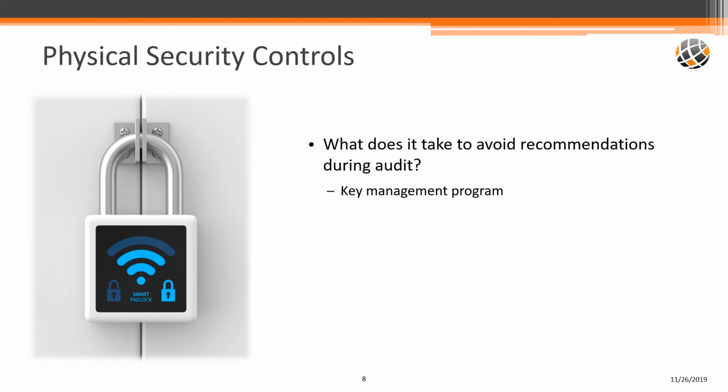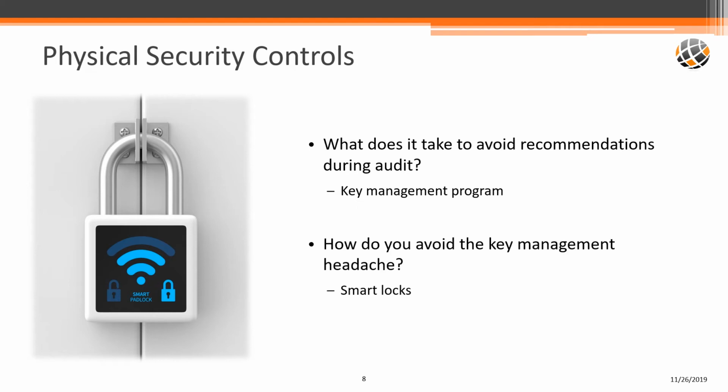Because what happens with physical locks and keys is, Bob leaves and Bob never returns his key, and now he has a master key to all facilities for the next 30 years. So the auditors are going to be asking to see what types of controls, procedural or otherwise, you have in place to reduce that risk of keys never being revoked and locks never being rekeyed as necessary. That's a headache. Everyone who's ever dealt with a physical key management program knows that it is not necessarily a fun and exciting task, nor is it very effective in most situations.